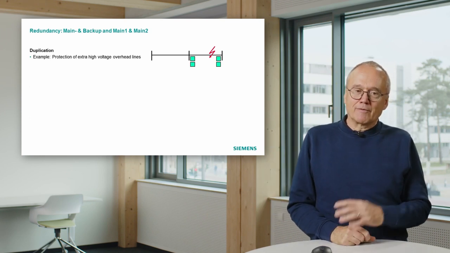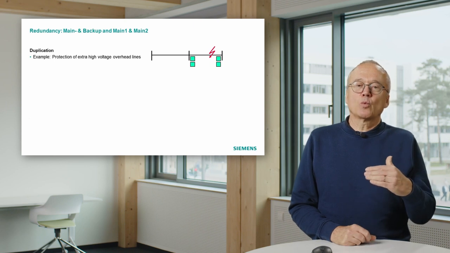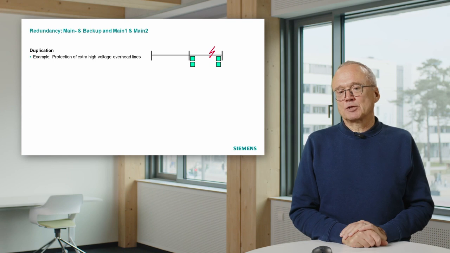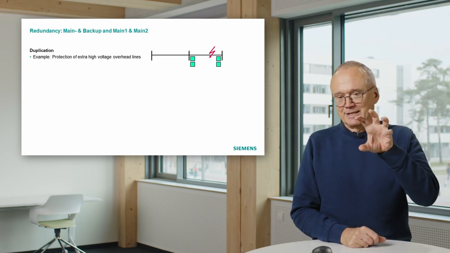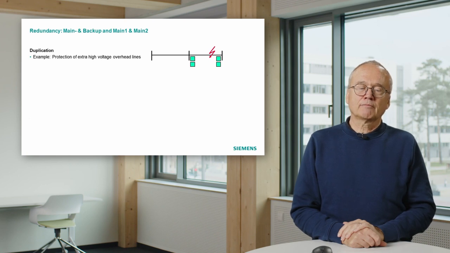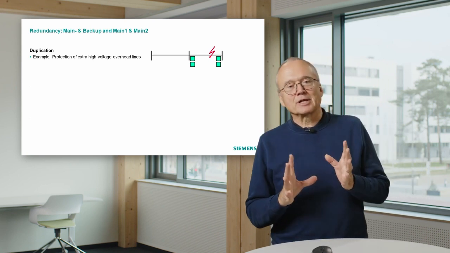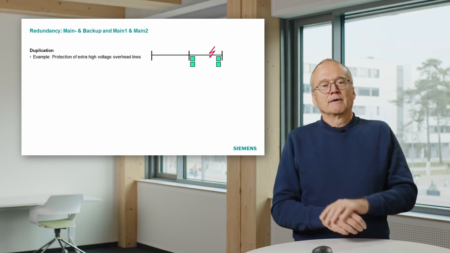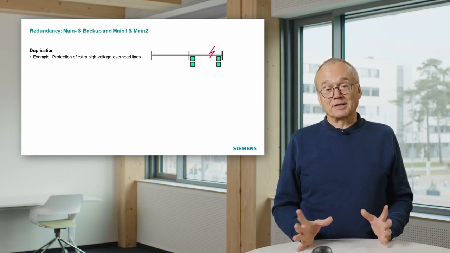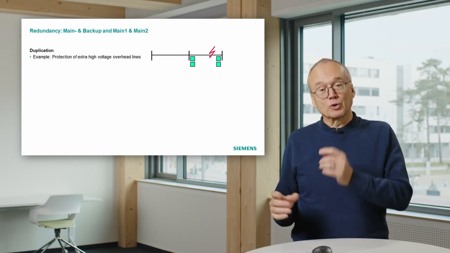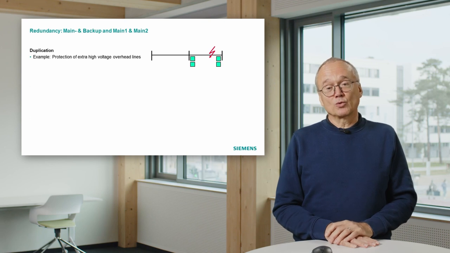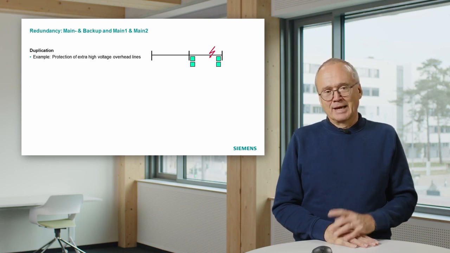But nowadays, we have more and more applications where we have communication available, and that gives us the possibility to install, for instance, a distance relay and a line differential relay in parallel. So that is the concept that's called main 1, main 2 concept. You can imagine that is the biggest investment, and you will only do that normally in transmission systems. You will normally not do that in a distribution system.